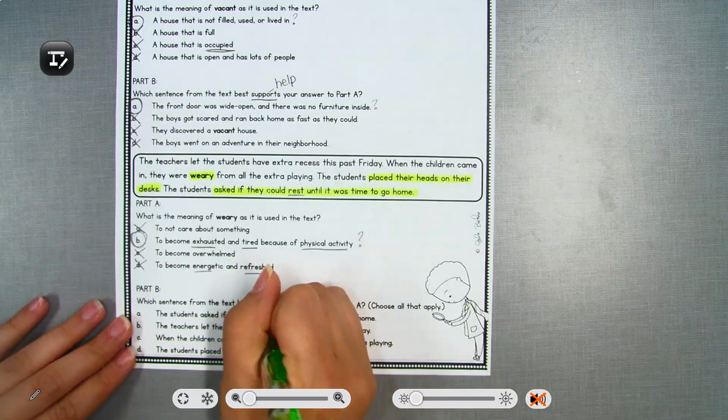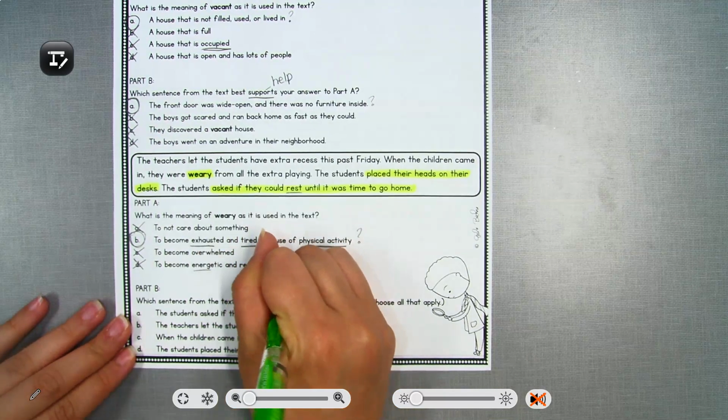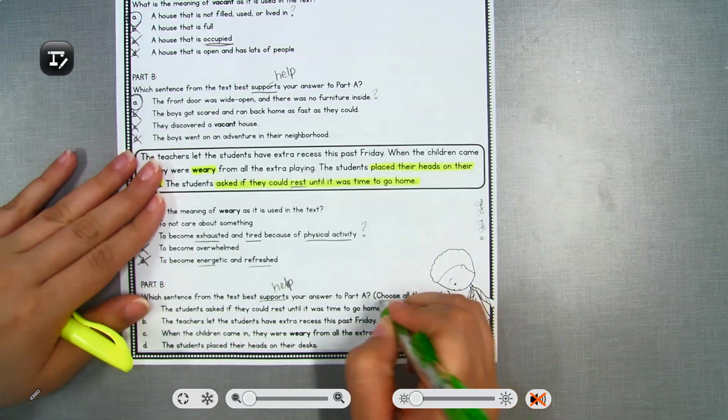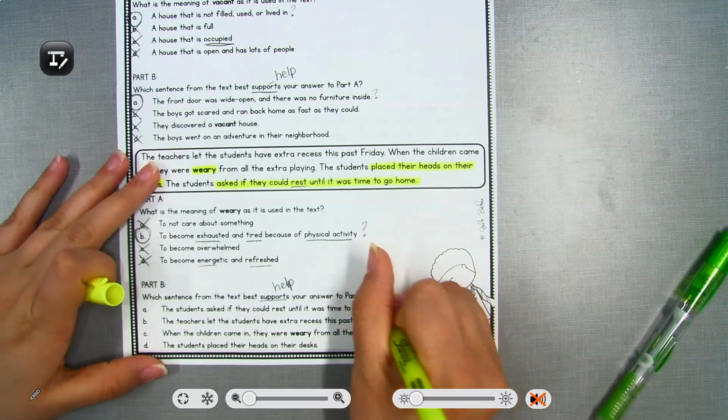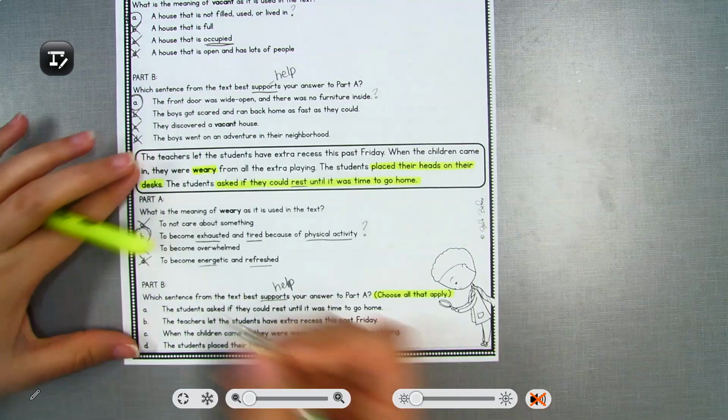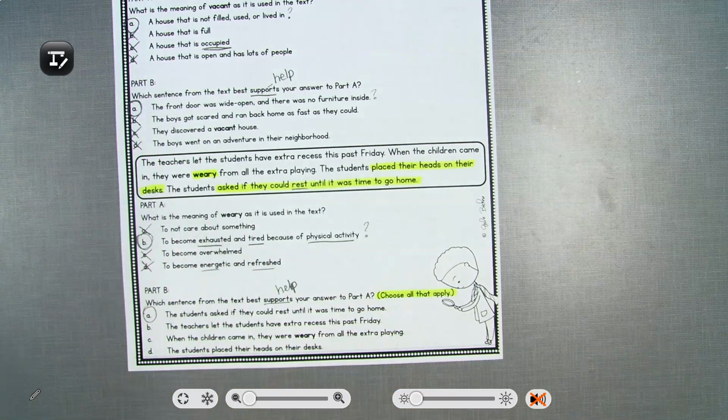So what were some things that helped? What were some sentences that helped support your answer? And guys, if you see anything that says choose all that apply, that means there's going to be more than one answer. Okay. So, is it A, the students asked if they could rest until it was time to go home? Yes, we know that's going to help us figure out what the word weary means. Because when you're resting, that means you're tired. The teacher lets students have extra recess. So does that tell us anything about being exhausted and tired? No.